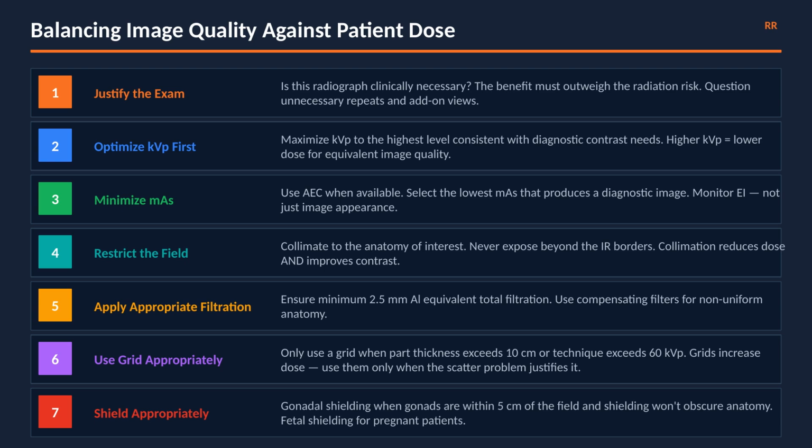Collimate to the anatomy. Collimation borders should be visible on every image. Apply filtration. Verify minimum 2.5 mm aluminum equivalent total filtration. Use a grid only when clinically justified, part above 10 centimeters, or technique above 60 kVp, and shield appropriately. Gonadal shielding when gonads are within 5 centimeters of the field, and shielding won't obscure anatomy.